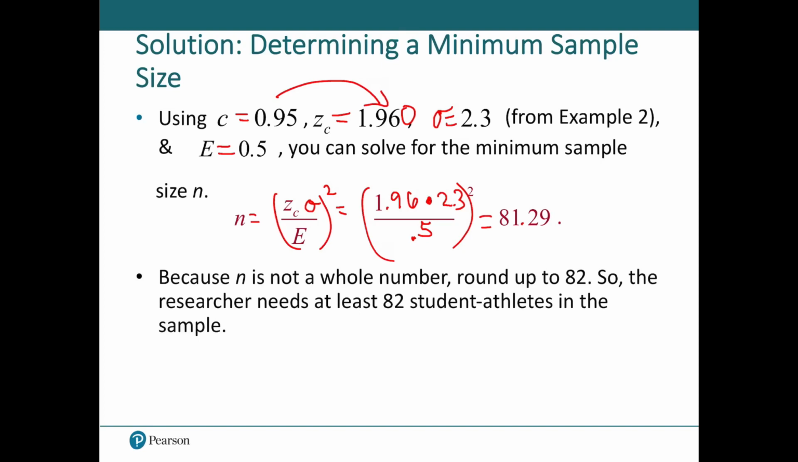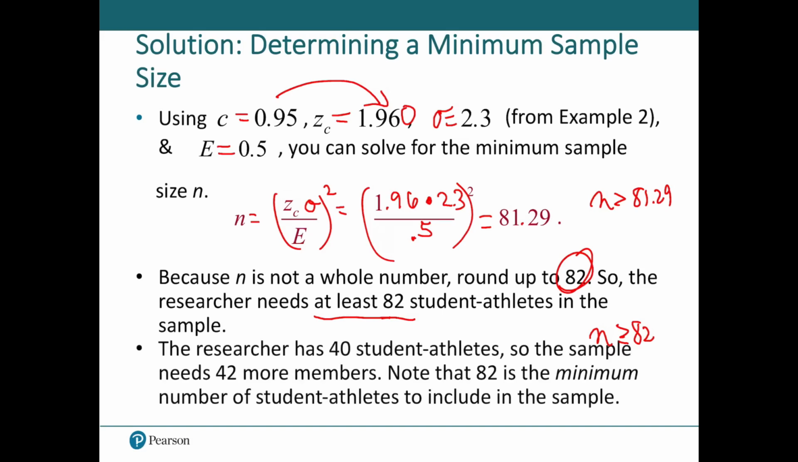And that number will be 81.29, but that's not enough. We don't have portions of people, and it's not a whole number, which almost never is. We round it up to 82. That's the researcher needing at least 82. So a better way to say it would be that n is greater than or equal to 82. It's strictly greater than 81.29, but we don't have portions of people. There are a lot of discrete numbers out there that don't need decimals. So we get rid of the decimal and round up in almost every single case.